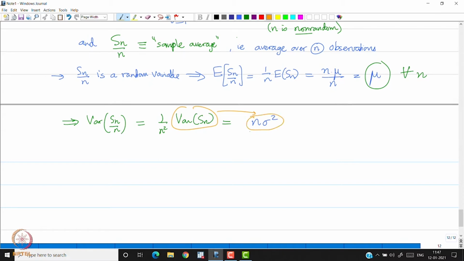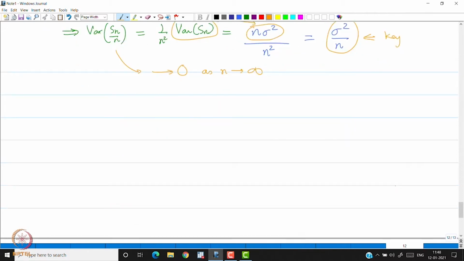And then of course you are going to divide by n squared, and therefore this is identical to sigma squared by n. This is key. It is very important to note here that the variance of Sn by n, the variance of the sample average, does not grow with n, it actually decreases as 1 by n. That is extremely important because it is going to establish the law that we care about. And this variance therefore tends to 0 as n goes to infinity.